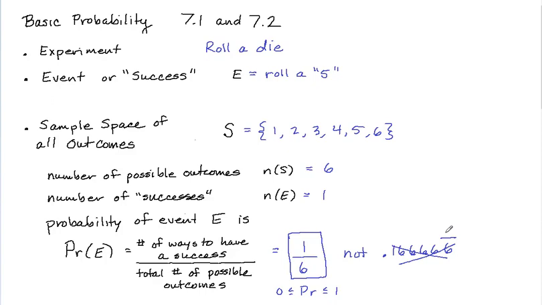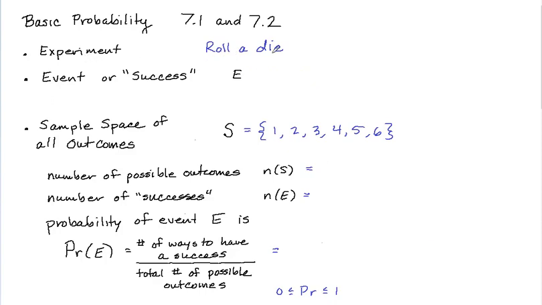Okay, let's try this again. Our experiment will be to roll a die, but this time our event, or what we're targeting, what we're trying to count, will be to roll an even number. Our sample space is the same. Now the number of possible outcomes is still 6, but the number of successes, now there are 3 outcomes in the sample space that would be considered a success because they're even numbers.